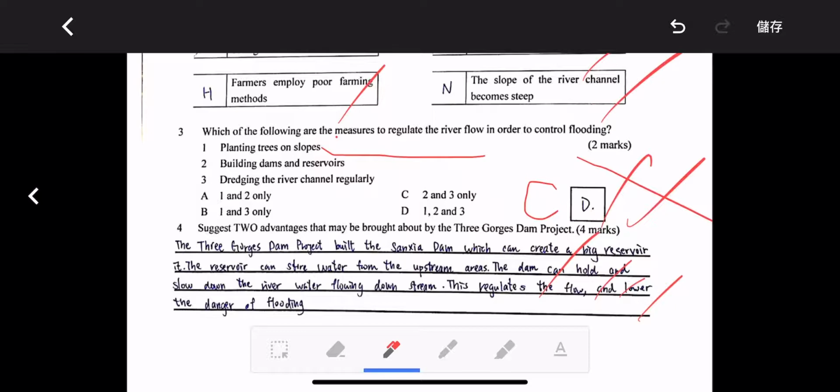因為你種樹咧，其實唔係關條河事噶嘛。Planting trees is not really about the river flow. So number one is wrong. But for number 2 and number 3, which are right and correct, the answer should be C. Two advantages the Three Gorges Dam can bring to us: the Three Gorges Dam can control flooding, and also power generation.